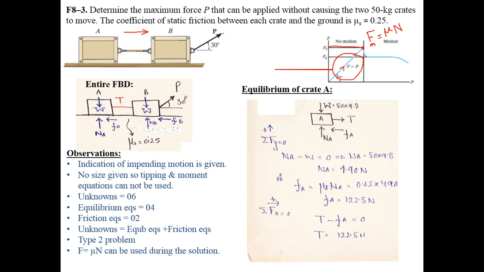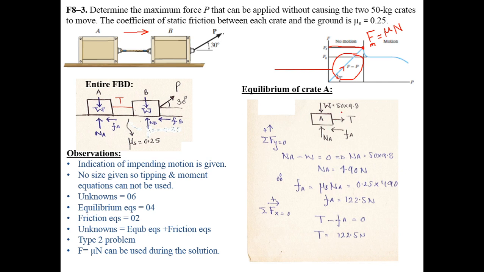We cannot solve this problem if we consider the entire free body diagram. In that case, we will only have two equilibrium equations and two friction equations. That will make four equations and six unknowns, so the problem will be statically indeterminate. When this becomes the case, please recall the technique that you learned in chapter number 6 while we were solving frames and machines. We have to dismantle or disconnect the objects. So we disconnected it, and we draw the free body diagram of crate A here.